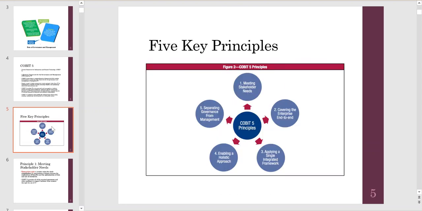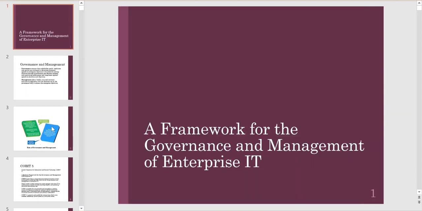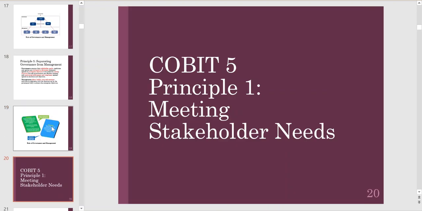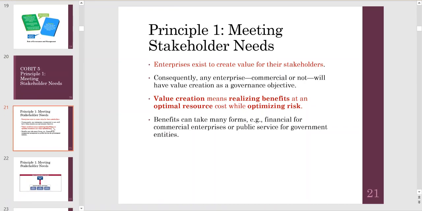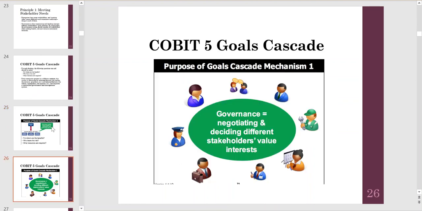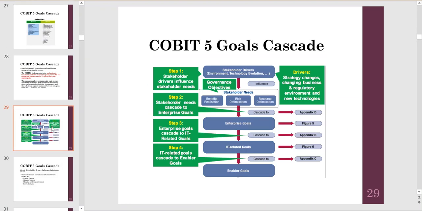So we have covered from here to this one. And then we skipped to slide, I believe I said, 20. So we have discussed this one, we have discussed this one. I think we have reached this point, the goals cascade. Because you said to me that you couldn't see it clearly, I will just make it simple. So we have the goals cascade, a mechanism or tool.